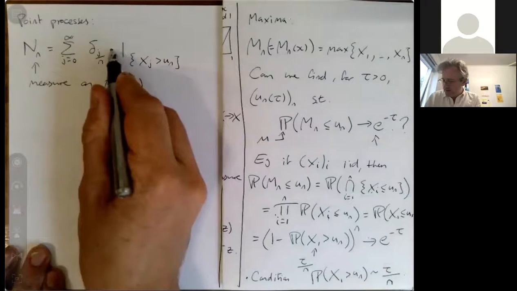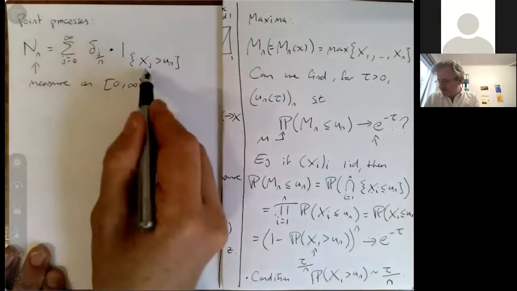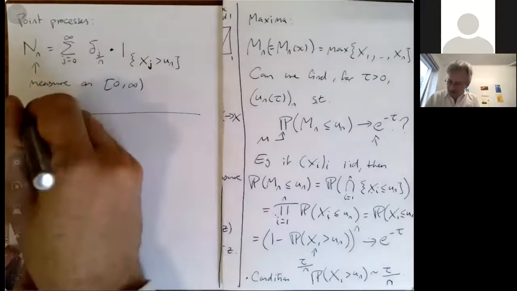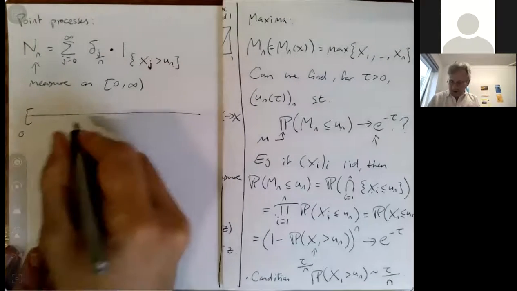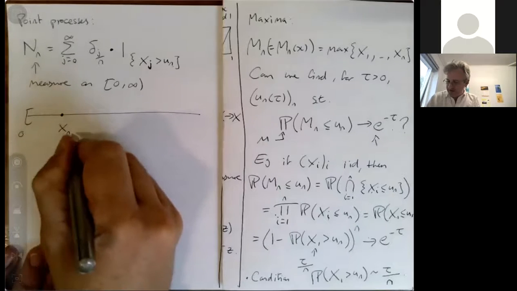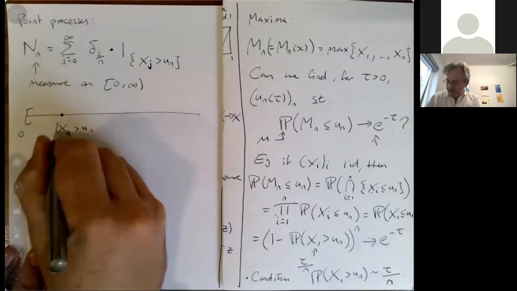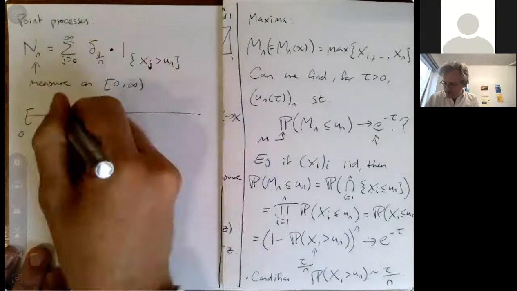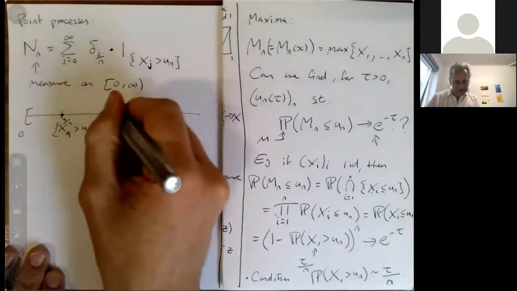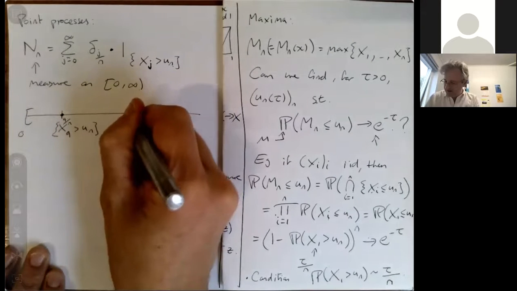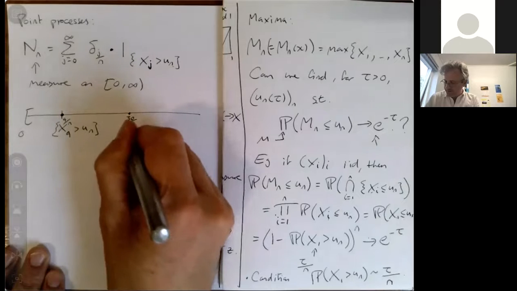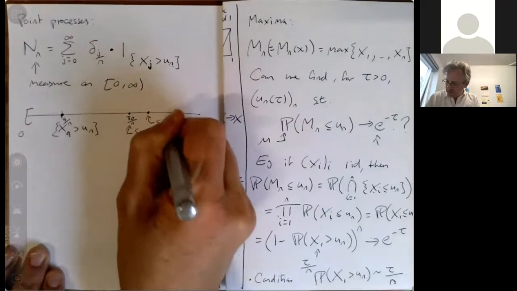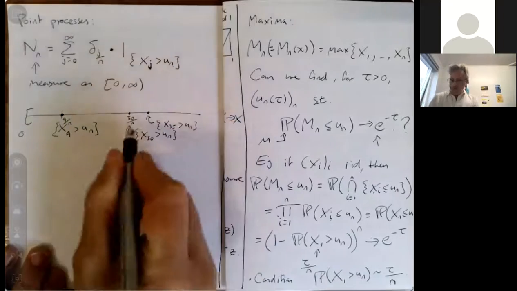And this takes the value 1 if your random variable xj has exceeded your threshold un. So you start looking along the half line. Suppose x9 is greater than un. In that case, I put a point mass at 9 over n. Okay, so 9 over n, I put a point. And then suppose I don't get any more exceedances until, say, x30. So 30 over n here. So suppose x30 is greater than un. And then maybe x35 is also greater than un. Okay, so I'm putting a point mass there.